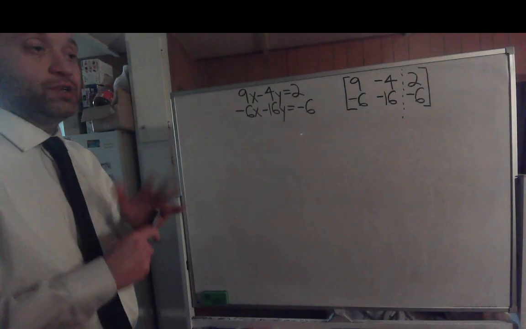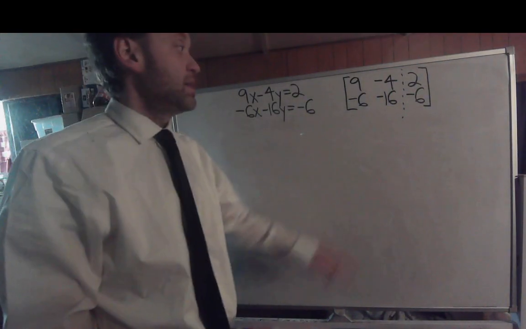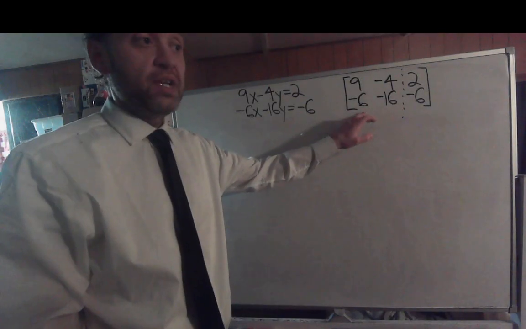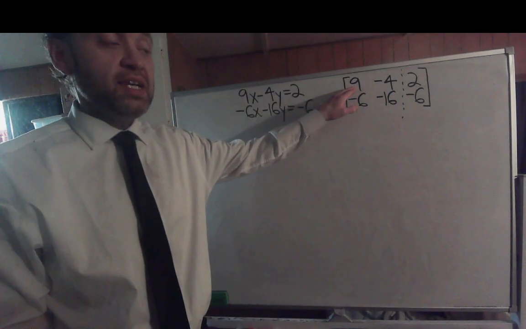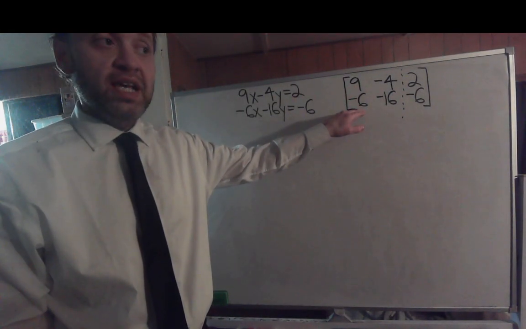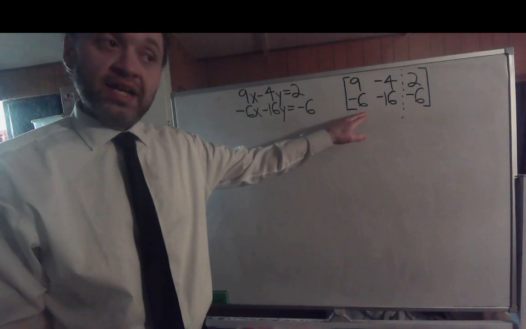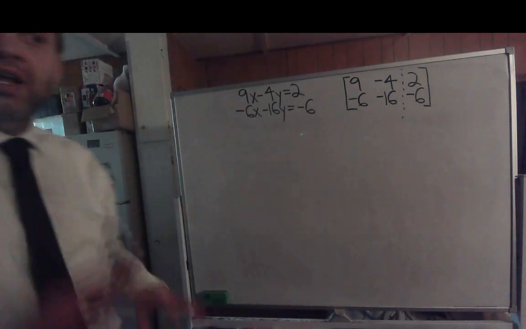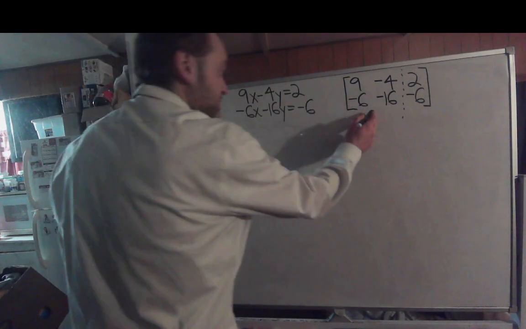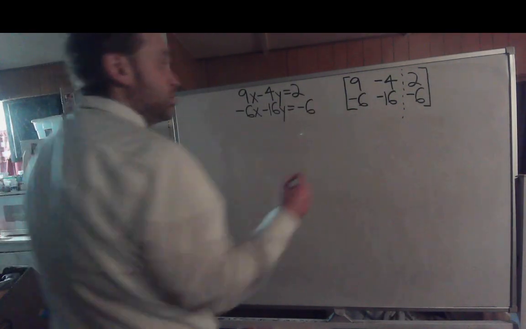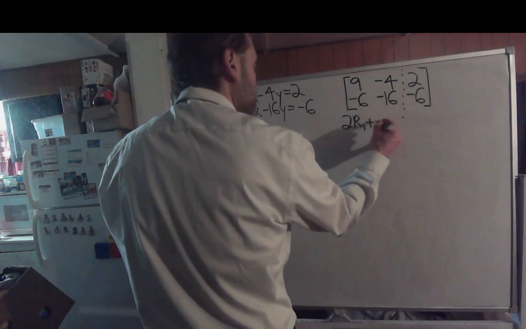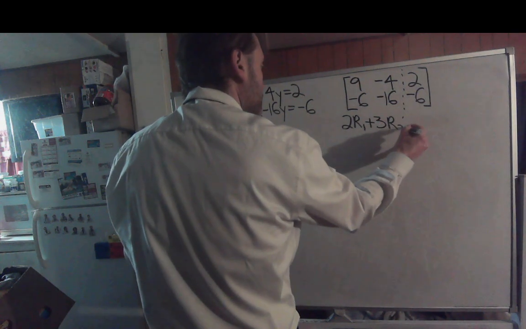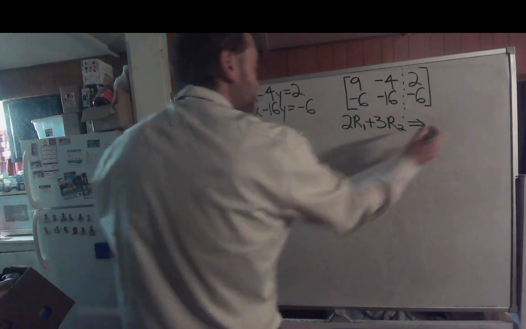What can we do to make the first digit of the second row a 0? If I take 2 times 9, that's 18. And if I take 3 times negative 6, that's negative 18. If I add them together, you'll have a 0 as the first number in the second row. So I'm going to take 2 times row 1 plus 3 times row 2. We'll form a new matrix from that.